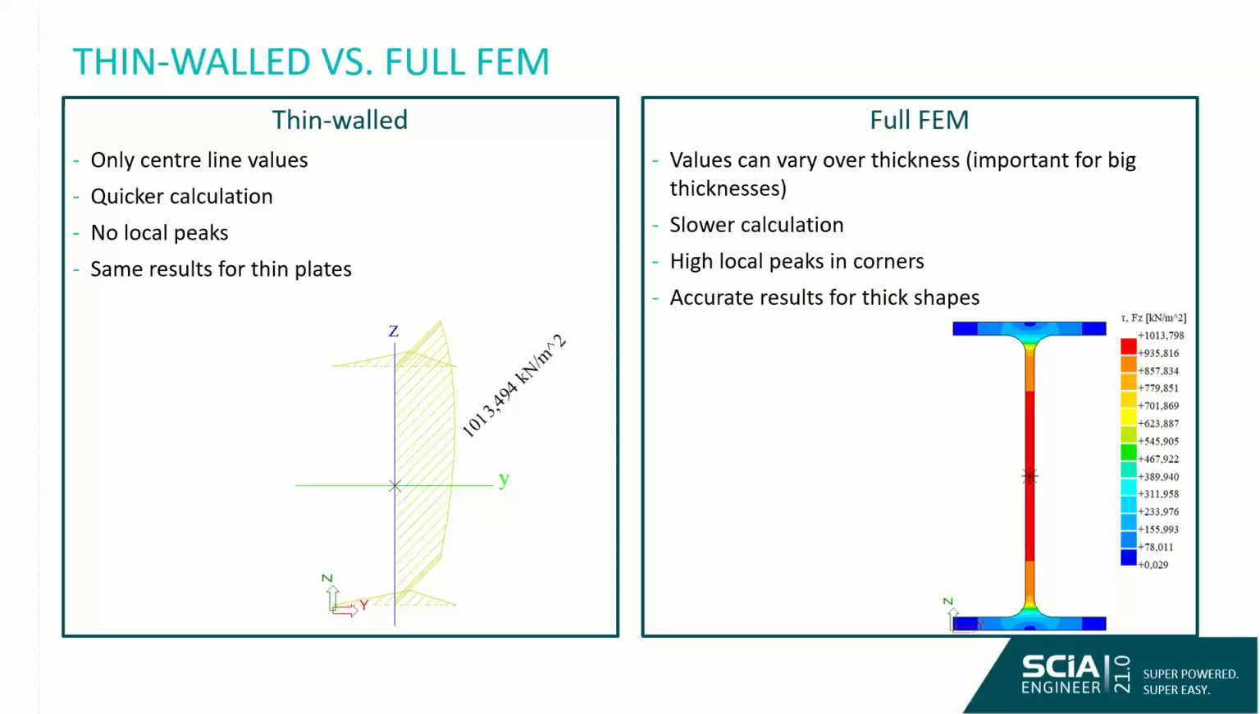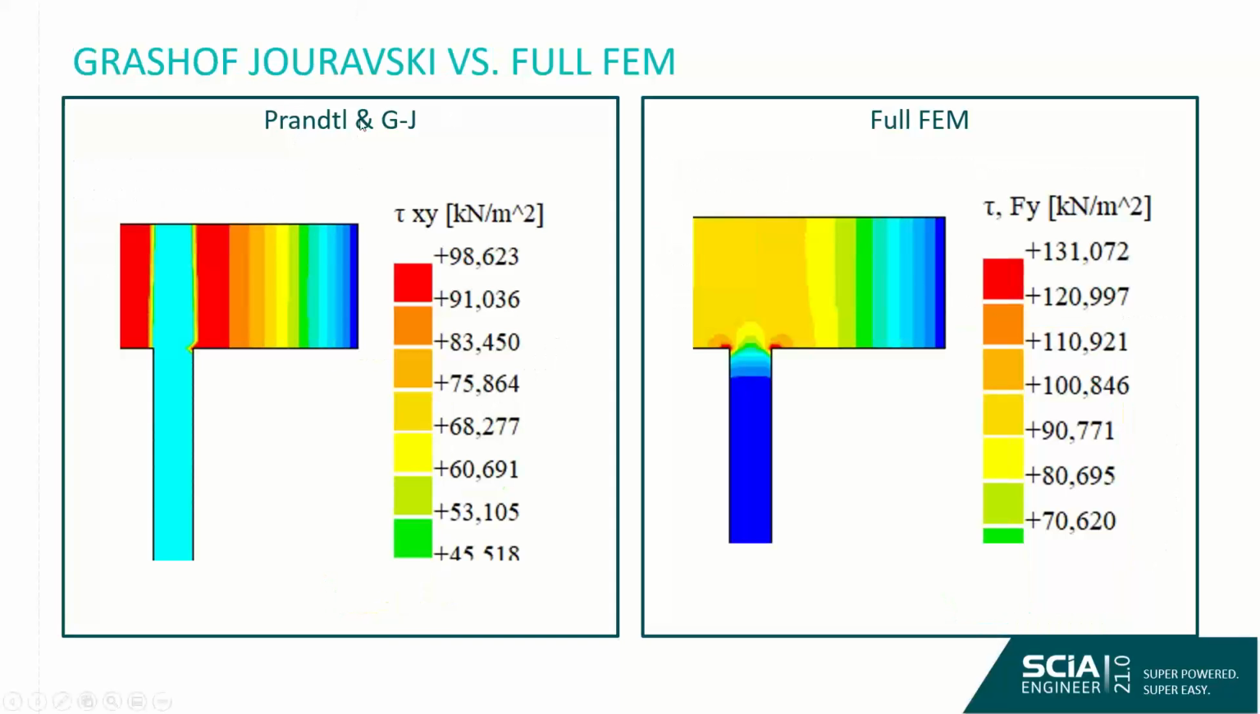What's the exception? If you're having issues with local peak values because you have corners and you have no way to remove them by adding roundings or whatsoever, it's also still a good option to use the Krasov-Uralski method, but only if you have a section that is symmetrical and not a multi-material section.